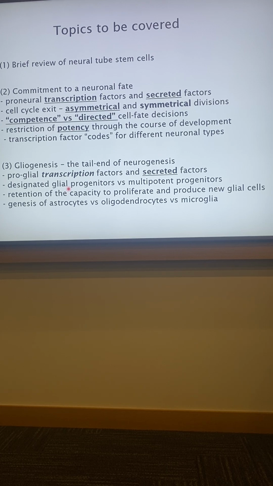And I'll talk about proglial transcription factors and secreted factors and how clearly if it's a profactor, it tends to support it. There's also inhibitory factors that tend to suppress it, and we'll go over a little bit of that stuff. I don't even know why microglia are in here because they're not produced by neural stem cells. They come from mesenchymal or even yolk stem cells.